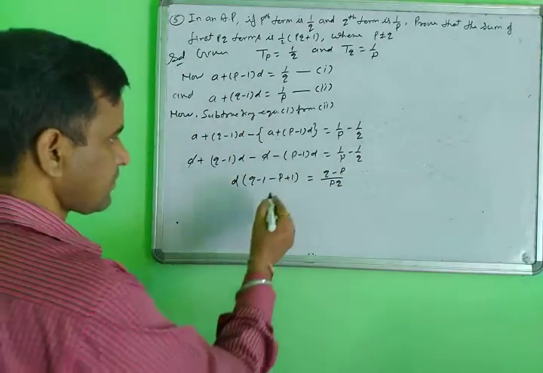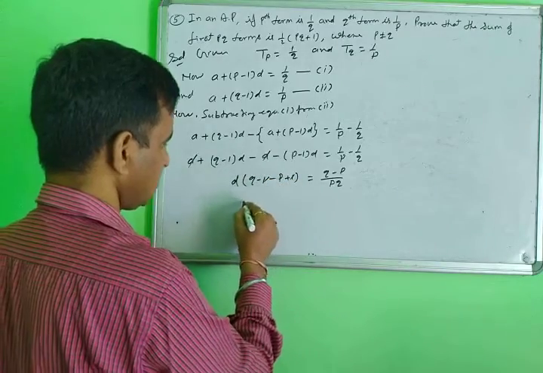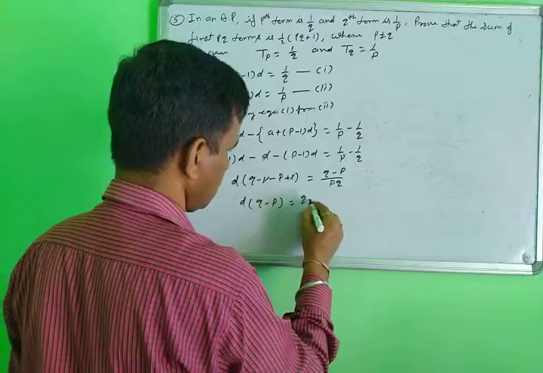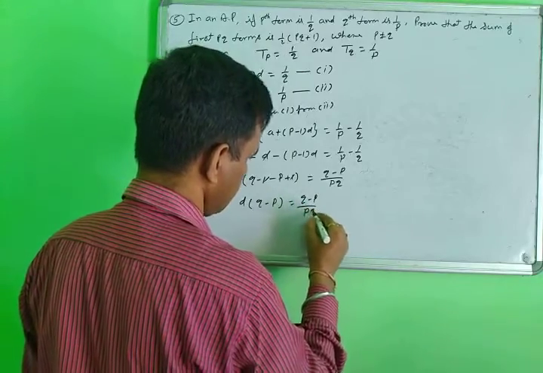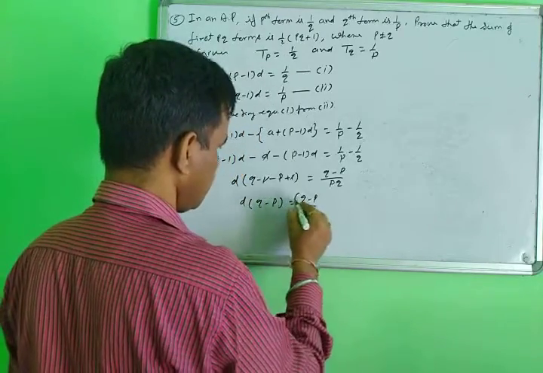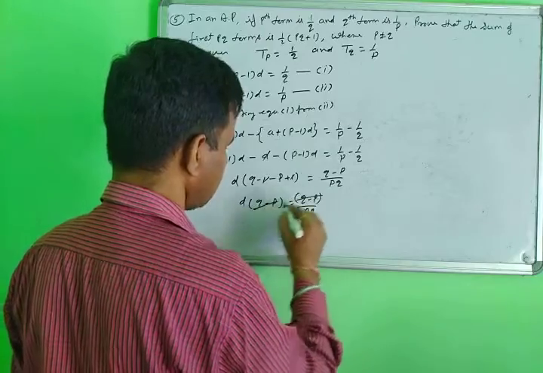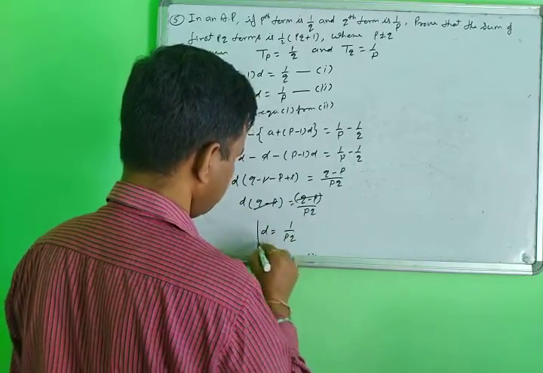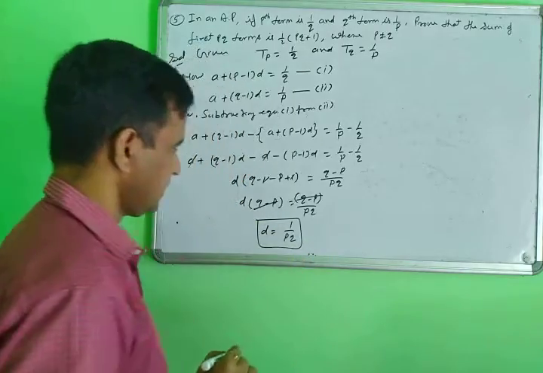Then this one is also cancelled. So d equals (q minus p) upon pq, and the q minus p cancels here. So what is the value of d here? 1 upon pq. This is the value of d.